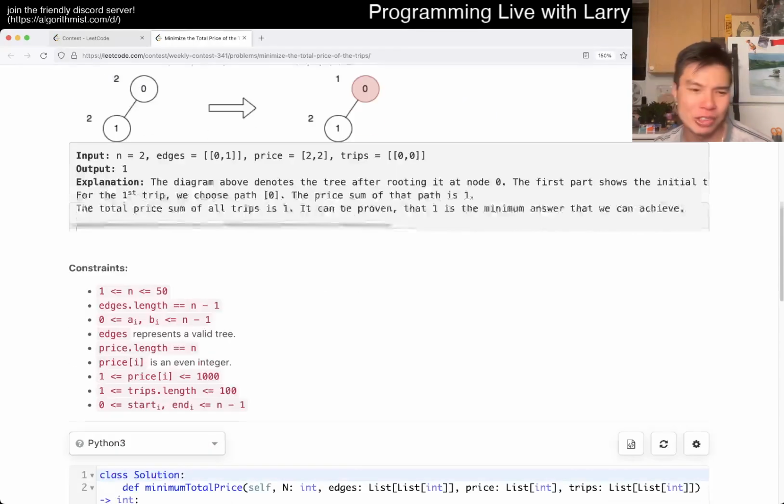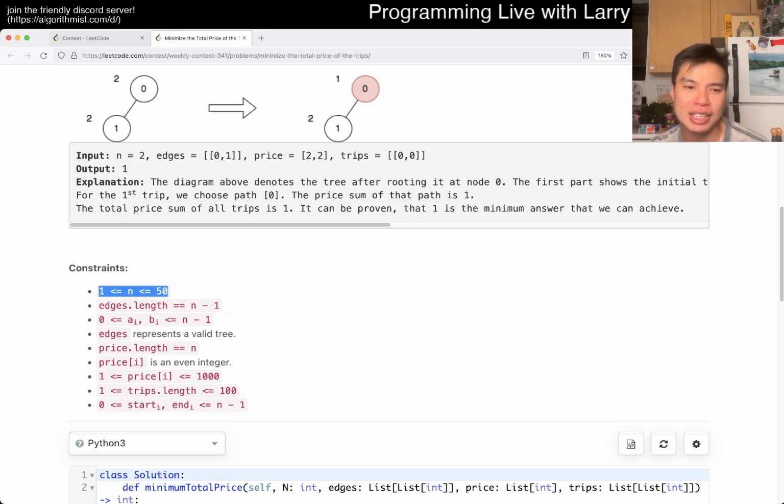The next thing I did was look at constraints. The numbers seem pretty small all around. There are only 100 trips, there are only 50 nodes. You'll see me during the live part where I even said this out loud: 100 trips times n squared for a BFS is going to be 250,000. So that's fast enough, and everything else is linear, so it should be okay.